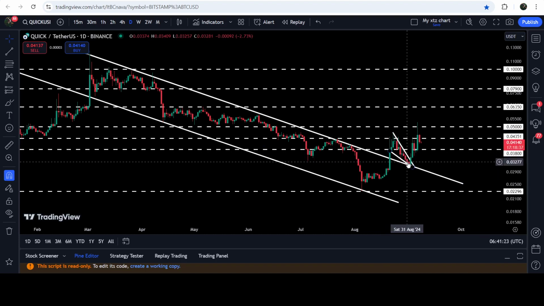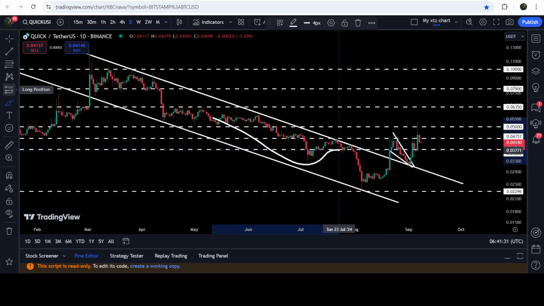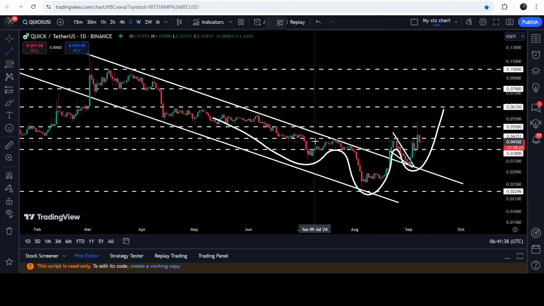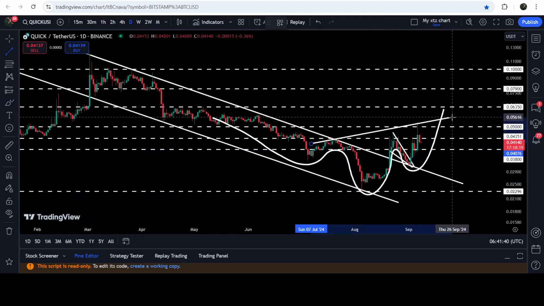And while retesting the resistance of the channel as support, the price formed the right shoulder of an inverse head and shoulder pattern. You can see that here we have the formation of the left shoulder. This is the head, and this is the formation of the right shoulder of this inverse head and shoulder pattern. And here we have the neckline for this inverse head and shoulder pattern. And you can see that right now the price line is trying to break out the neckline.